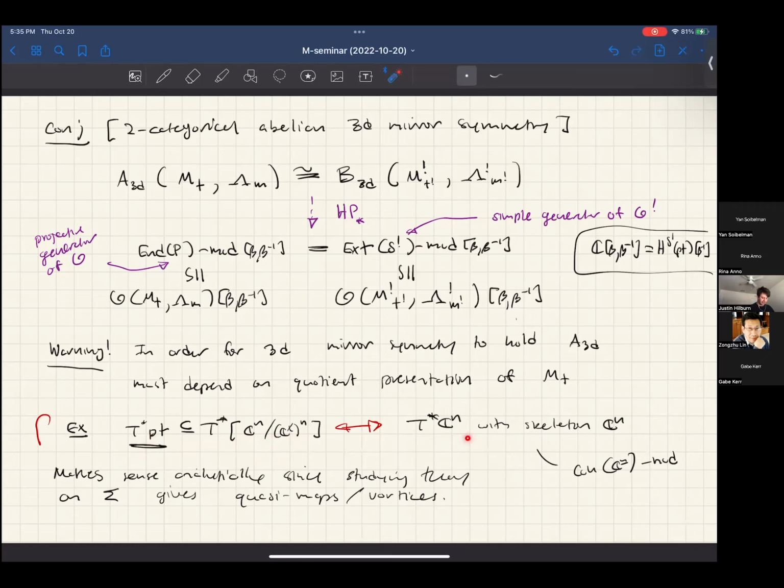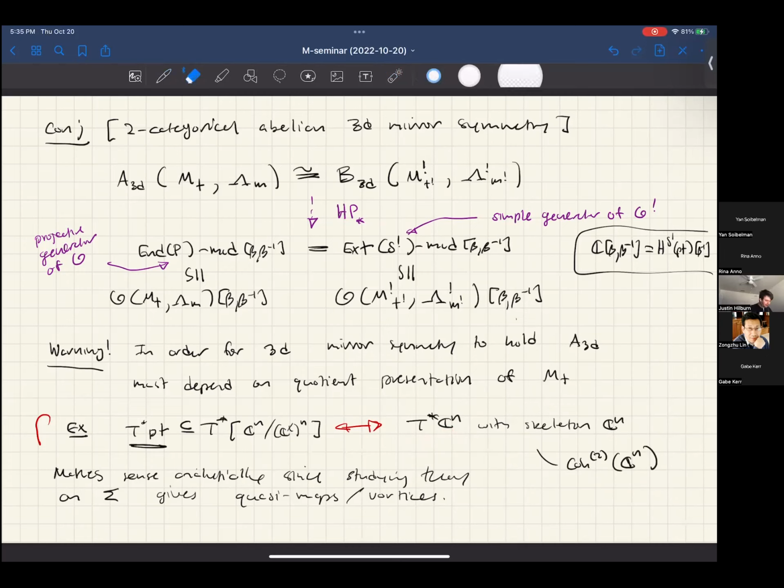But this thing actually has a very interesting skeleton. It's actually C^N. And so if you use our ansatz, the B-type category for T*C^N with skeleton C^N should just be modules over coherent sheaves. This thing should just be Coh of C^N.